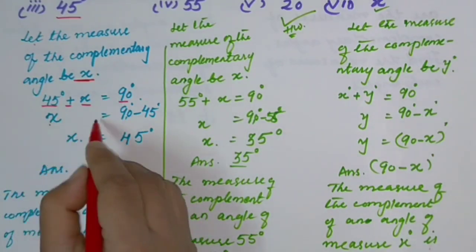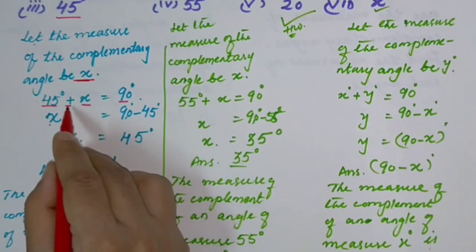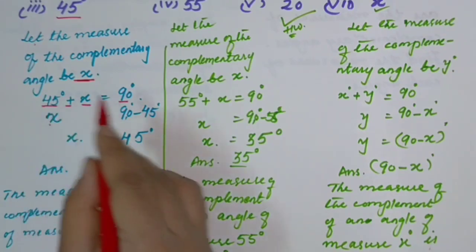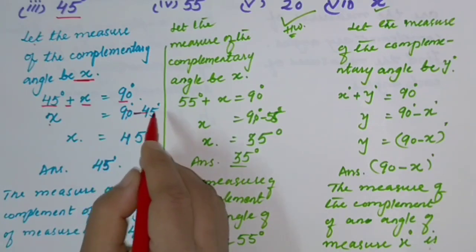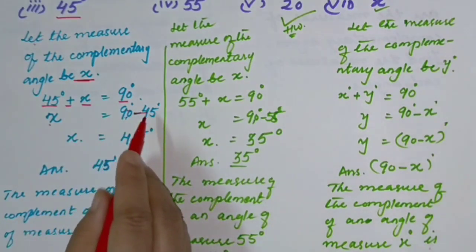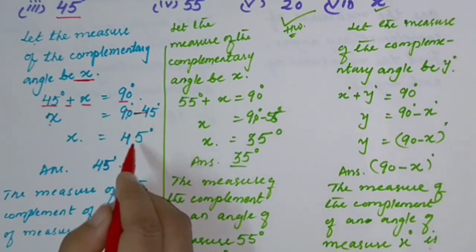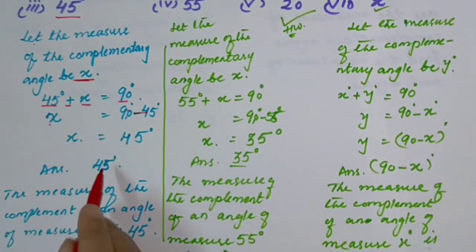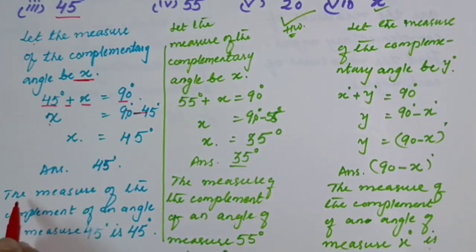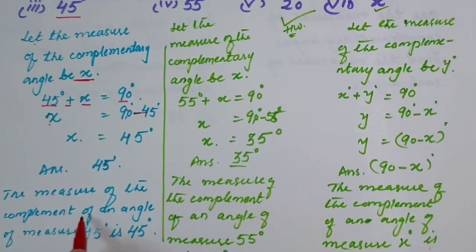Therefore x is equal to 90. Here 45 is in plus, therefore it goes to minus. Then 90 degrees minus 45 degrees. When we subtract 45 from 90, what do we get? 45. x is equal to 45. Now the answer is what? 45 degrees. Last statement: the measure of the complement of an angle of measure 45 degrees is 45 degrees.